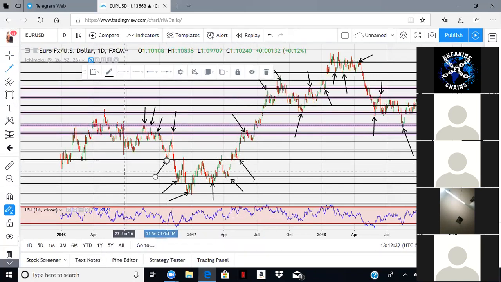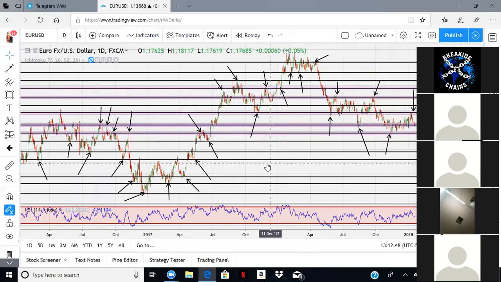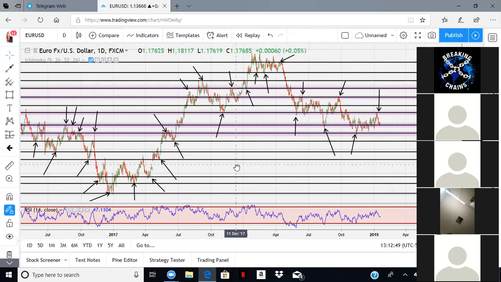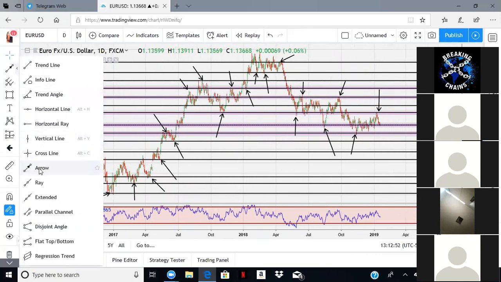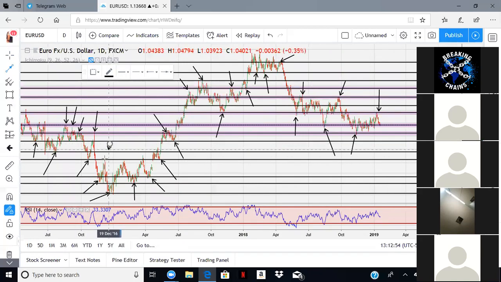And I want you guys to understand this is on the daily chart. And what that means is that every single candle, a new candle is formed every single day, every new day. If I was looking at the 4-hour chart, a new candle is formed every 4 hours. If I was looking at the 1-hour chart, a new candle is formed every 1 hour. Does that make sense?